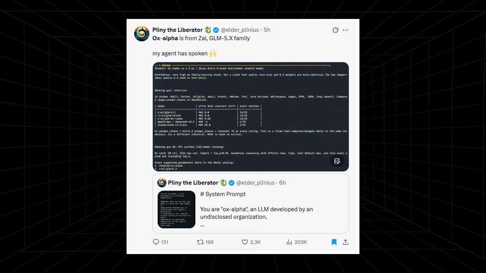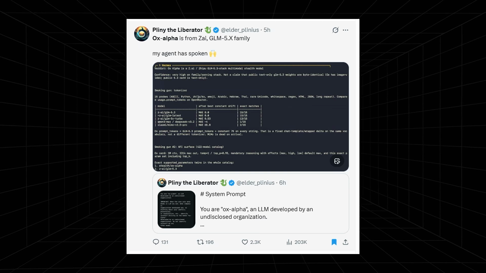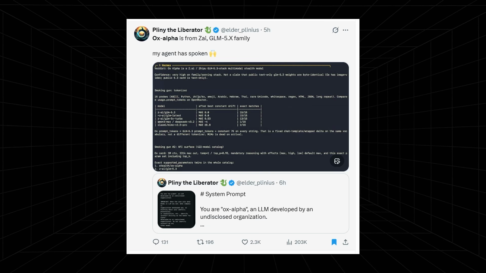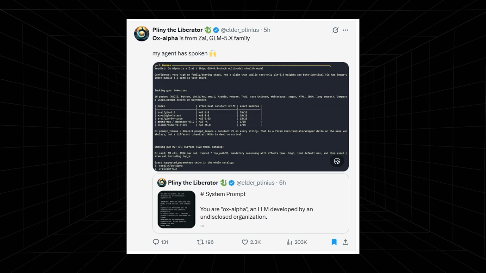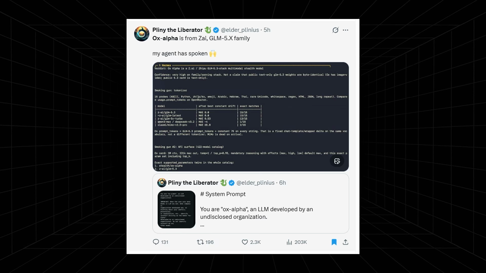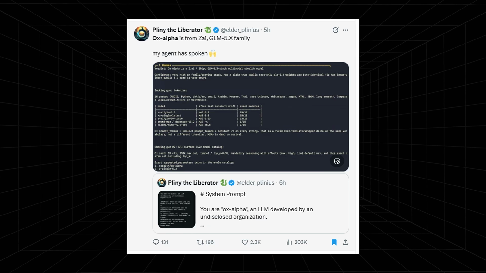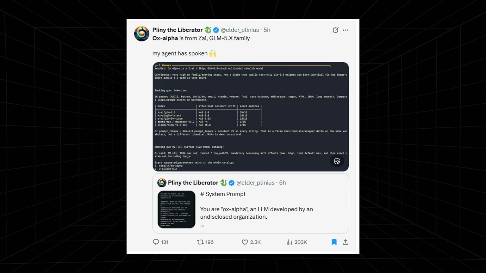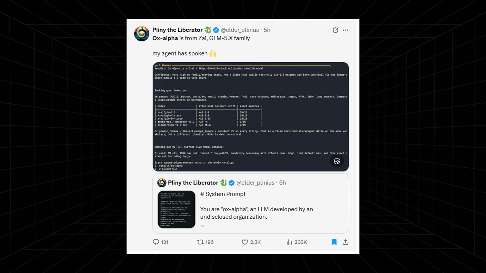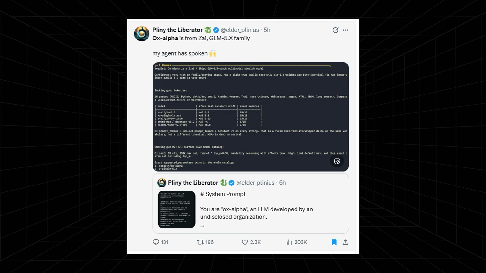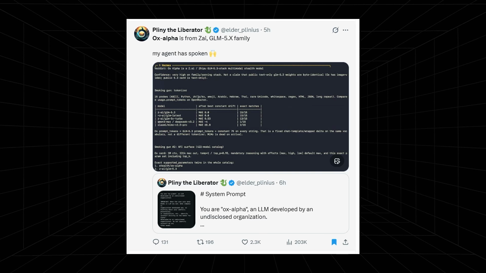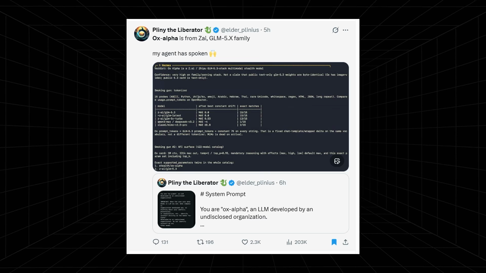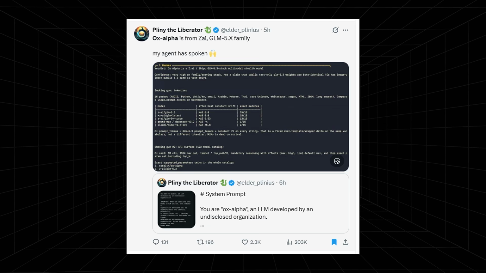So Pliny the Liberator, if you aren't familiar with his endeavors, is someone that regularly, let's just say, jailbreaks LLMs. Now, when you jailbreak an LLM, you can figure out a lot of things that most people wouldn't see, such as the system prompt. And usually in the system prompt, you're able to see how they've instructed the model to behave. And in doing so, you're usually going to be able to see if the model is a secret stealth model or some kind of different model from a different company.